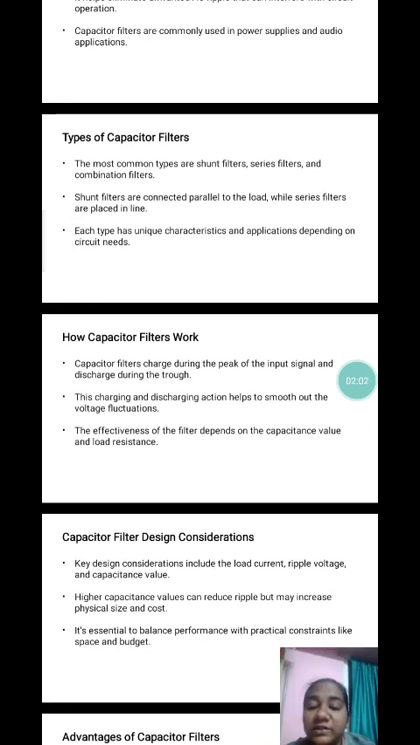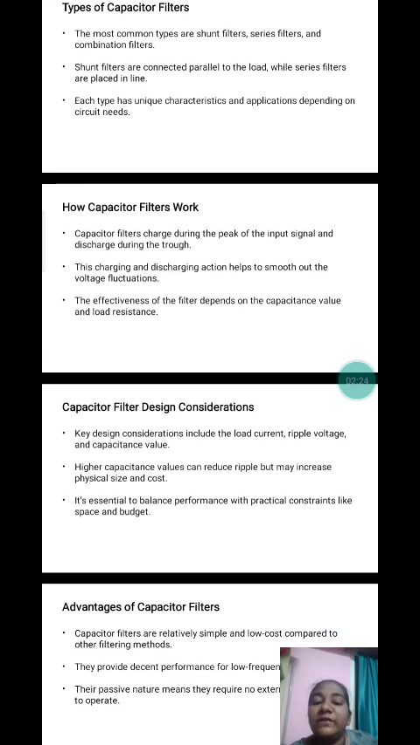How a capacitor filter works. Capacitor filters charge during the peak of the input signal and discharge during the trough. This charging and discharging action helps to smooth out the voltage fluctuations. The effectiveness of the filter depends on the capacitance value and load resistance.